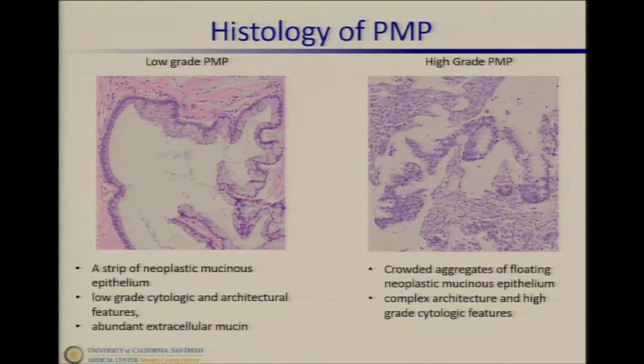Next slide. Oh, yeah. So this is, again, I overlap a little bit with the previous talk, but there is this low-grade MCP where you see this strip of neoplastic mucinous epithelium. And the pathologist will describe that as low-grade cytologic features with some architectural features and abundant extracellular mucin. And this was an example of a high-grade PMP where you see that the cancer cells are more structured. They form those aggregate floating neoplastic mucinous epithelium. They have a more complex architecture and high-grade cytologic features with bigger nuclei, etc.